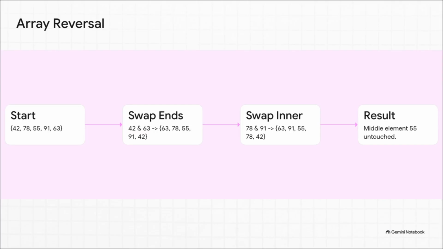Let's reverse that array in place. We don't even need a second array. We just swap from the outside inward. First, swap the absolute ends, 42 and 63. The array is now 63, 78, 55, 91, 42. Next, swap the inner pair, 78 and 91. The middle element, 55, is left completely untouched. In C code, you'd write a while loop that simply increments a left index pointer and decrements a right index pointer until they meet in the middle.